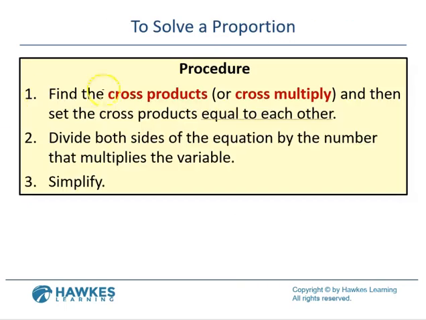Alrighty, so procedure to find the cross product or cross multiply, and then set the cross products equal to each other. Divide both sides of the equation by the number that multiplies the variable, and then simplify. Okay, so this is how we're going to solve proportions right here.